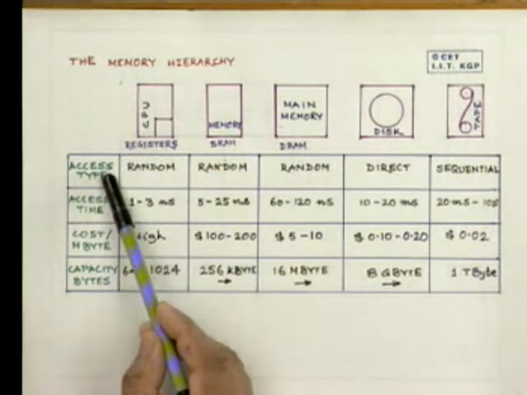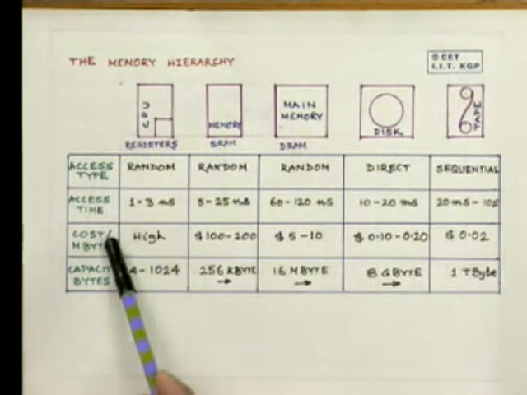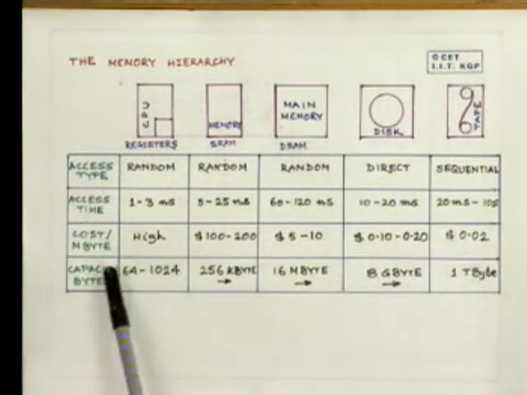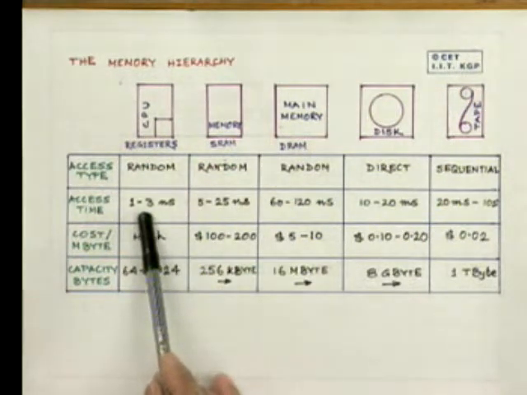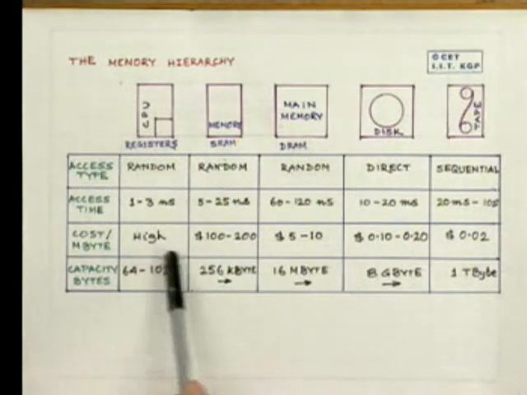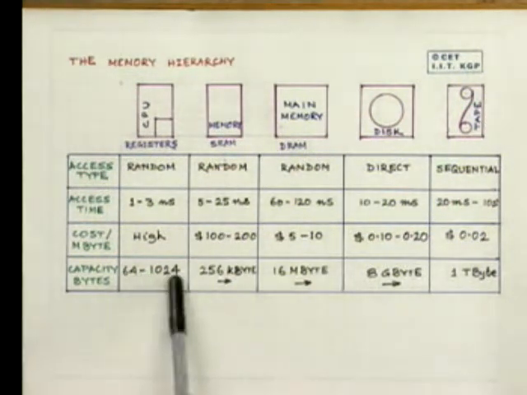Here is access time, cost per megabyte, and the capacity in terms of bytes. Now, in the case of registers, naturally the access type is random. Access time is 1 to 3 nanoseconds. Cost per megabyte is high, and the capacity is say from 64 to 1024.